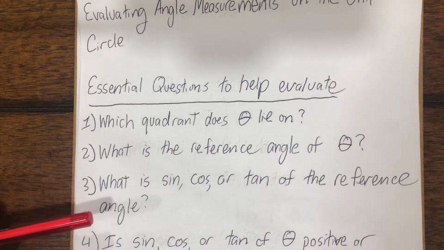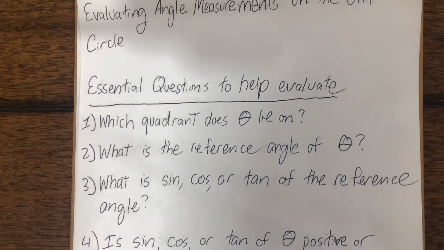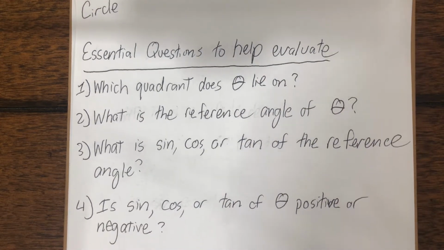Now, if you recall, in the previous video we talked about how to find a reference angle in each quadrant. And the last question, and this is the most important one, is: is sine, cosine, or tangent of theta positive or negative? The position that theta is in plays an important role in answering the fourth question, to determine whether the output is going to be positive or negative.